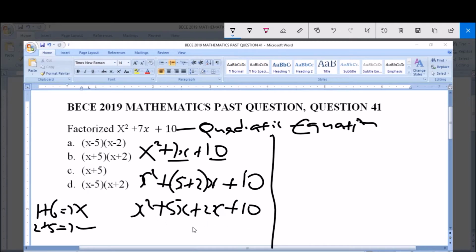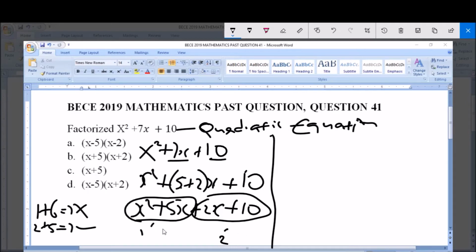Now this is where the factorization comes into play. For us to factorize this, we will split this expression into two. The first part, which is this, and the second part, which is this. So we split it into two. Now let's start with the first part.